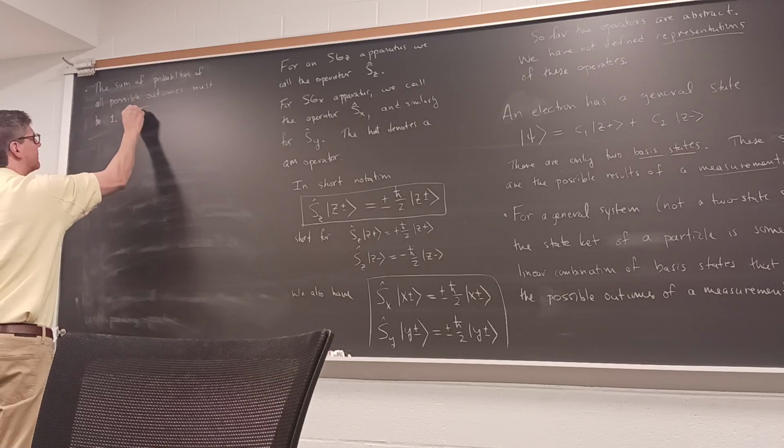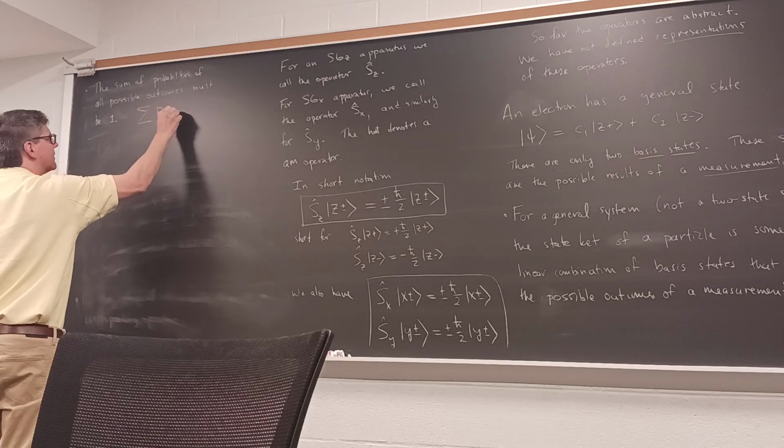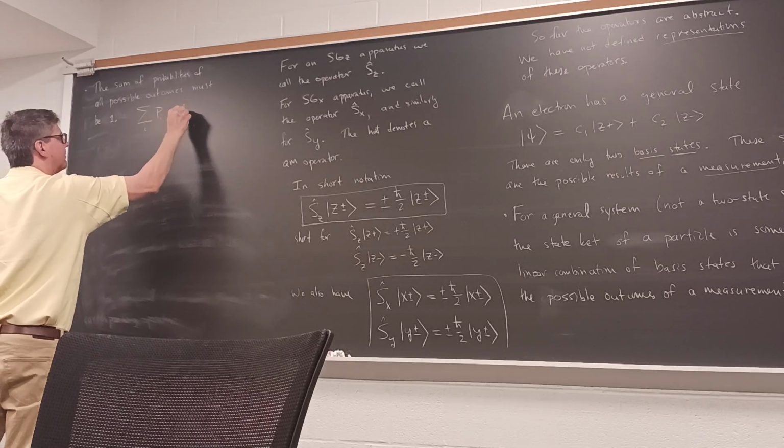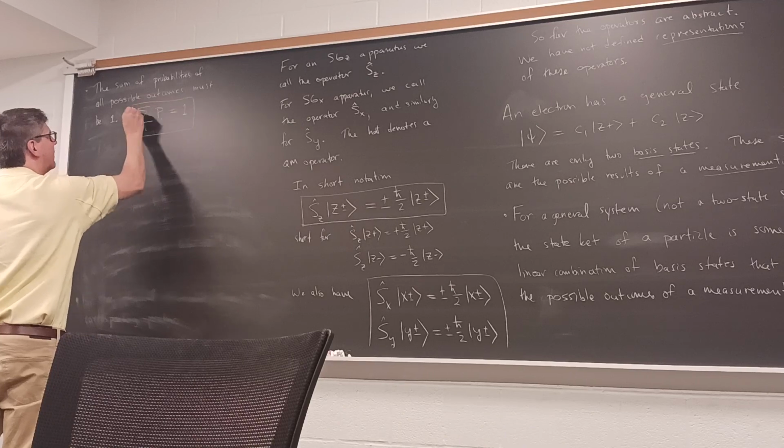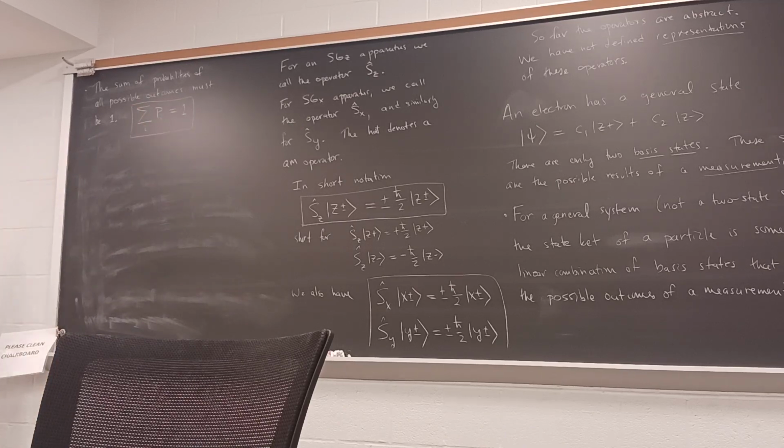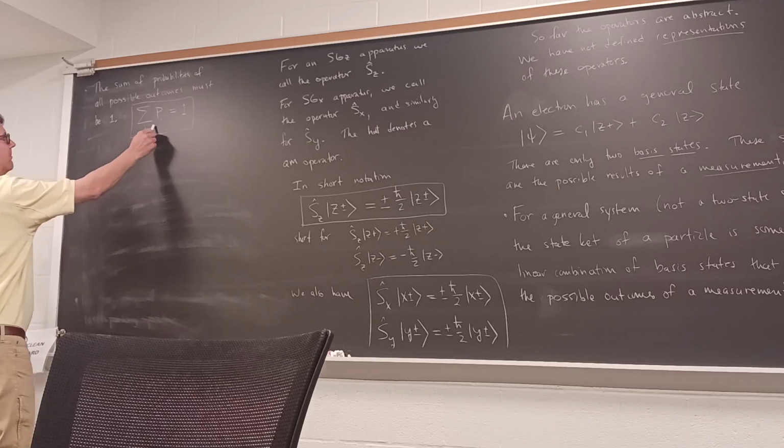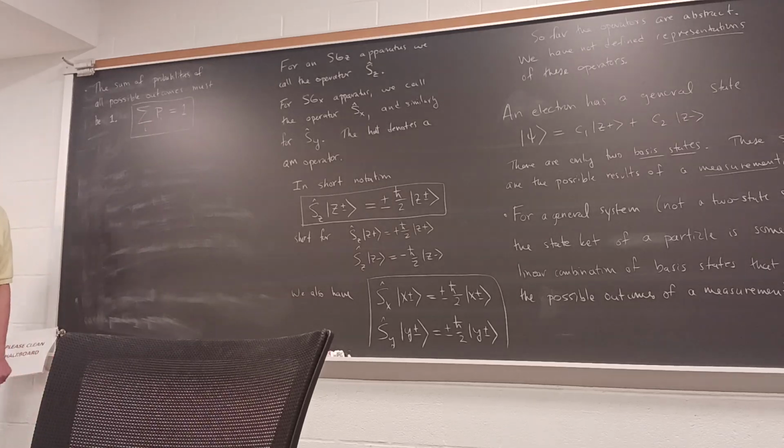So this is just, you've seen this, whatever the probabilities are for an event, all possible outcomes, they must sum to 1. Okay, any questions so far?